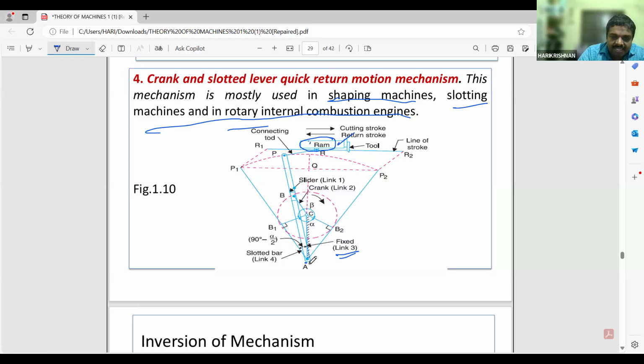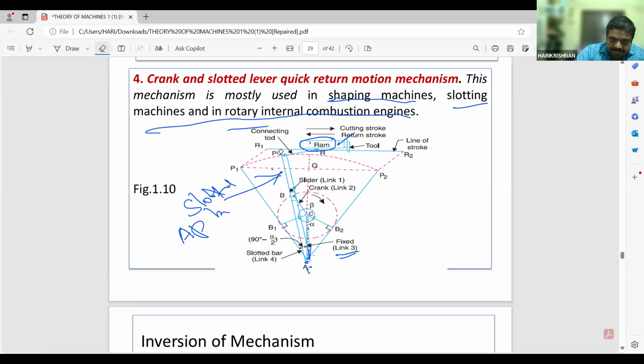In this fixed link AC, at the point A, they have placed a slotted bar. This AP is known as the slotted bar, and AC is fixed. This AP slotted bar is connected to this one. In this slotted bar, there is a slider over here, and the crank is connected inside.